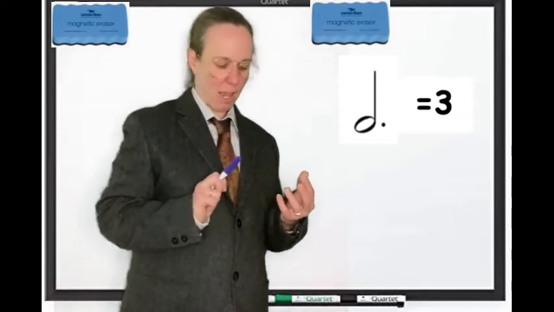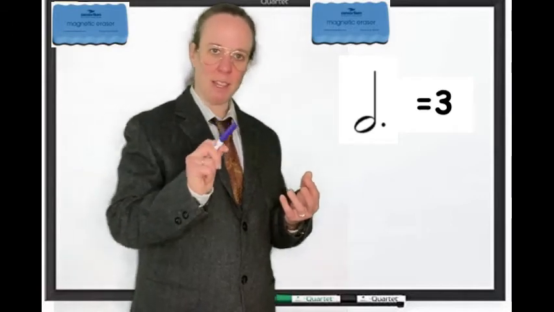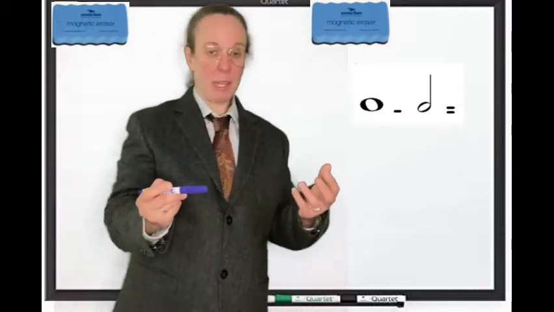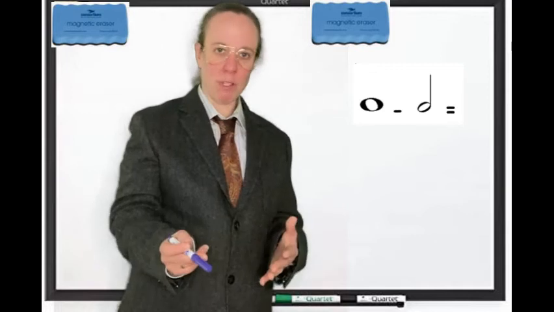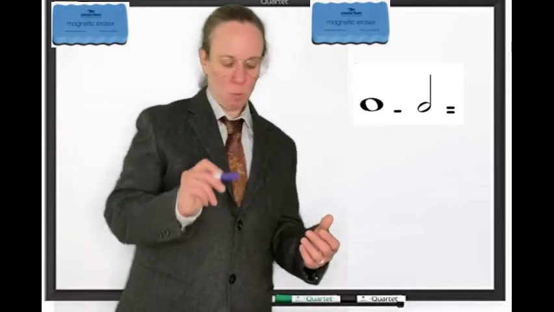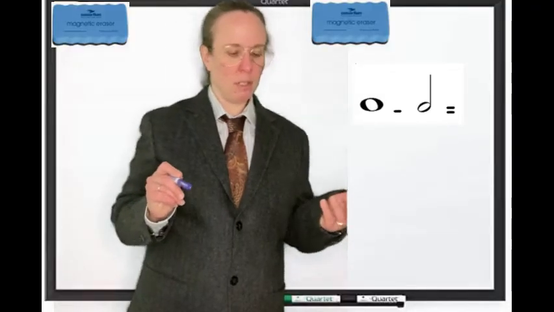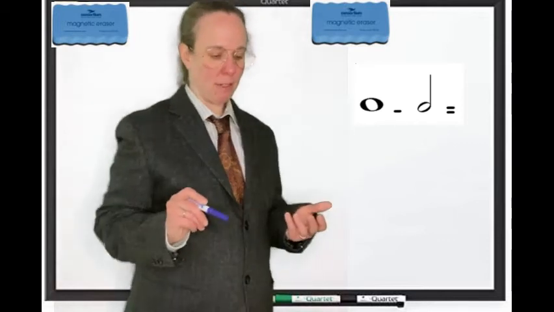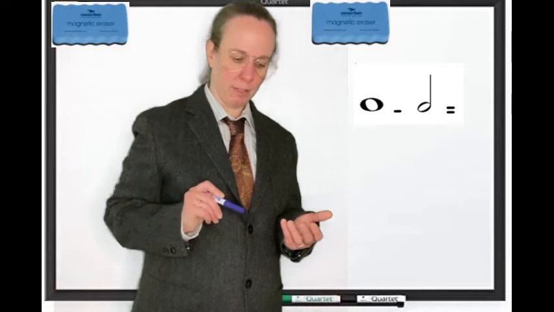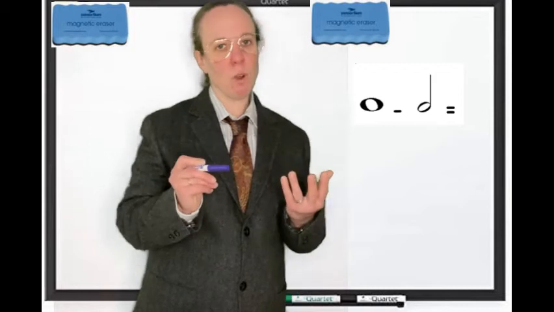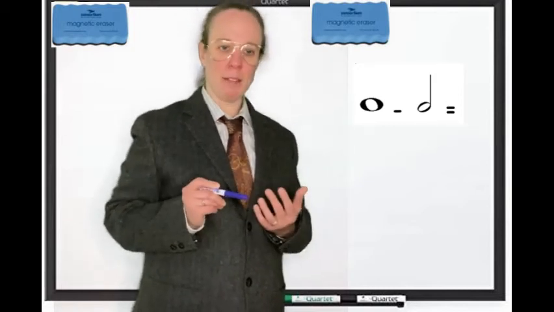Now, let's try another equation. Look at this. We have a whole note minus a half note. Can anyone tell us what that would be in numbers? A whole note is worth 4 beats. A half note is worth 2 beats. So if we subtract 4 minus 2, what do we get?